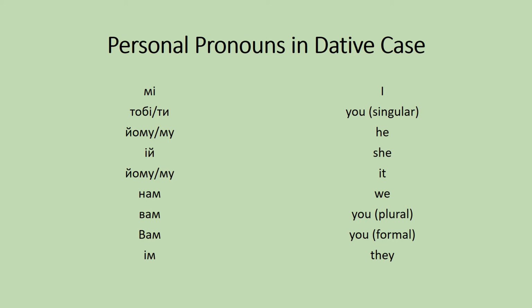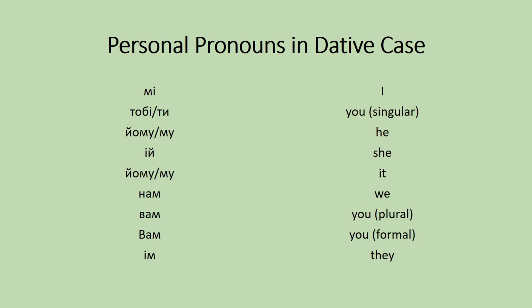Personal pronouns in the dative case. To say I in the dative case in Lemko, it is me. To say you singular in the dative case, it is tobi, or alternatively, ty. To say he in the dative case, it is yamu, or alternatively, mu.